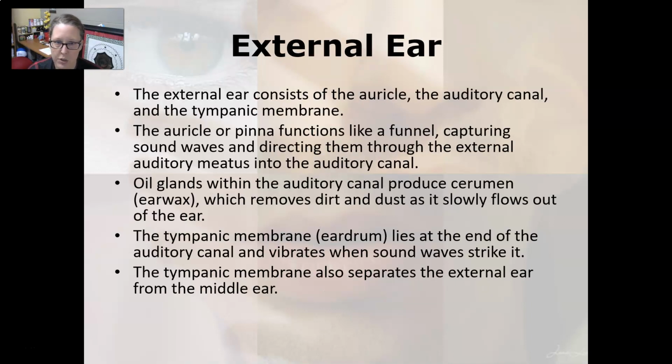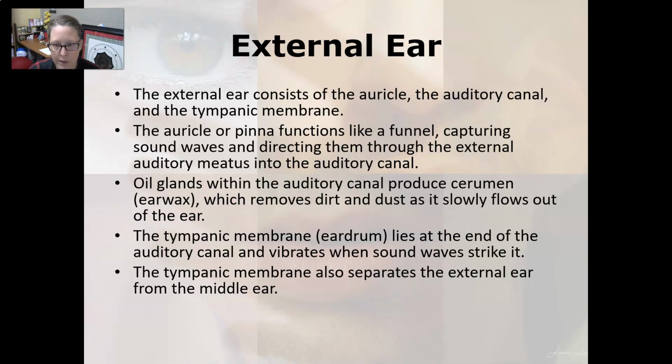So let's start with the external ear. The external ear consists of the auricle, which is the part of the ear that you think of when you think of the ear, the auditory canal, and the tympanic membrane. The auricle, or pinna, functions like a funnel. It captures sound waves and directs them through the external auditory meatus into the auditory canal.